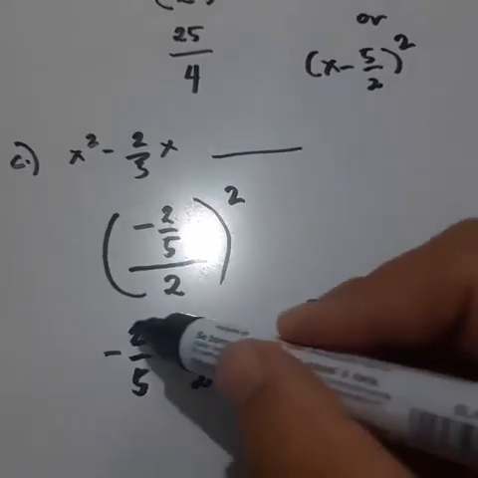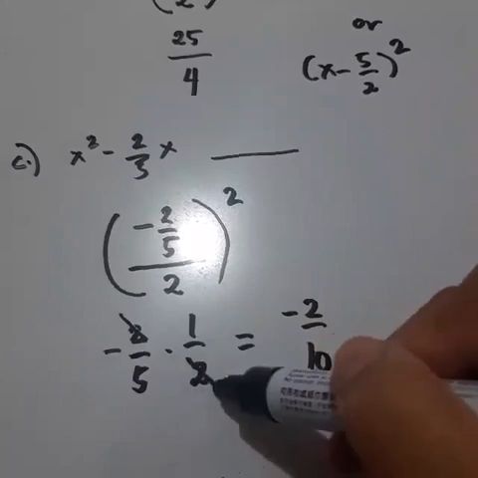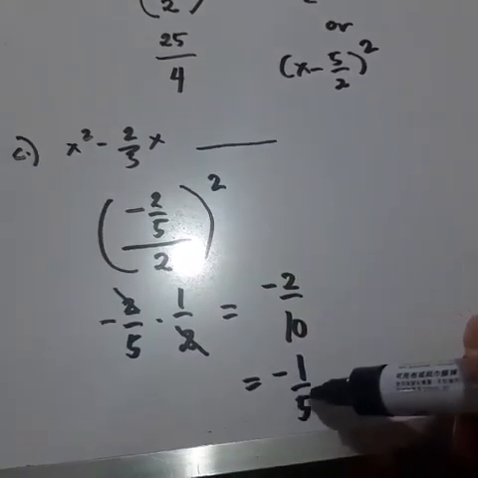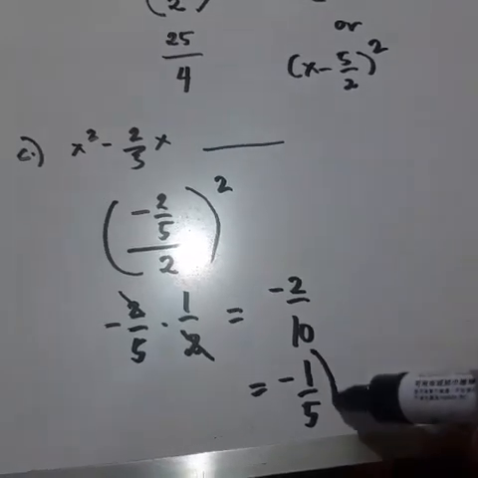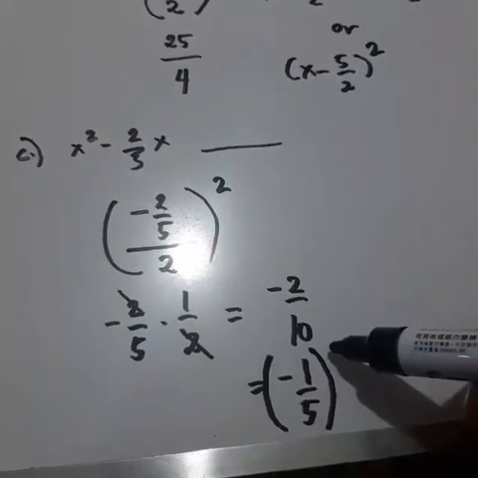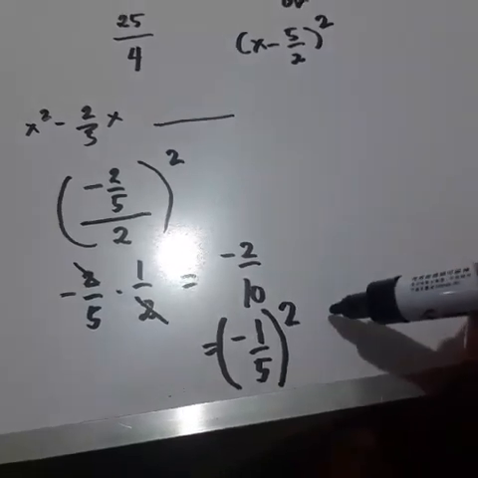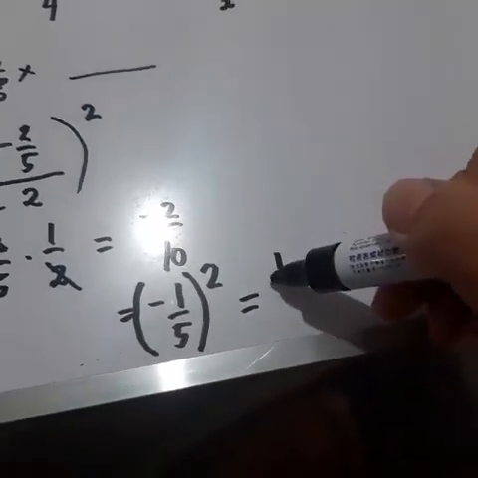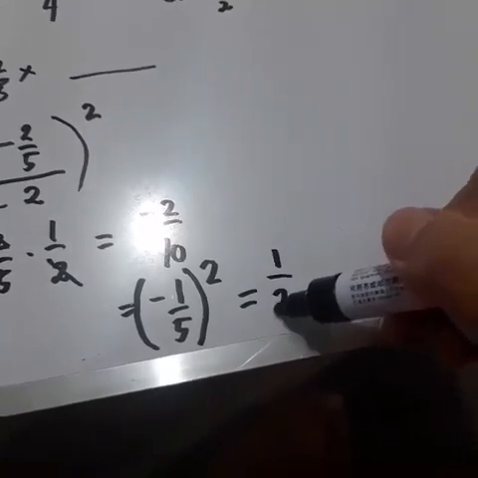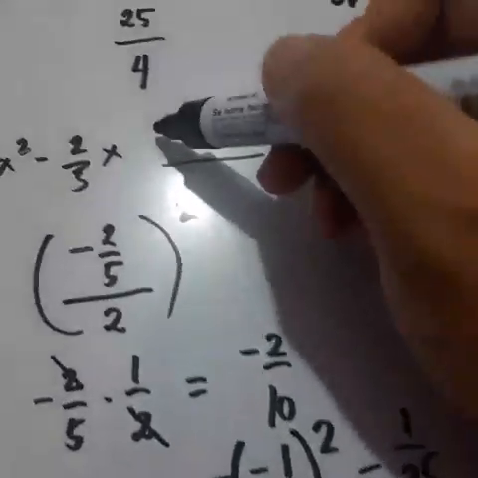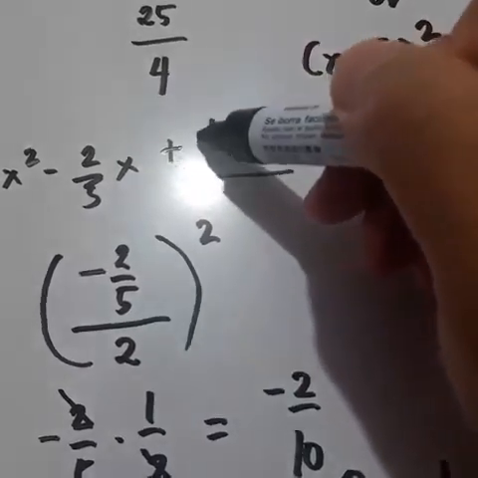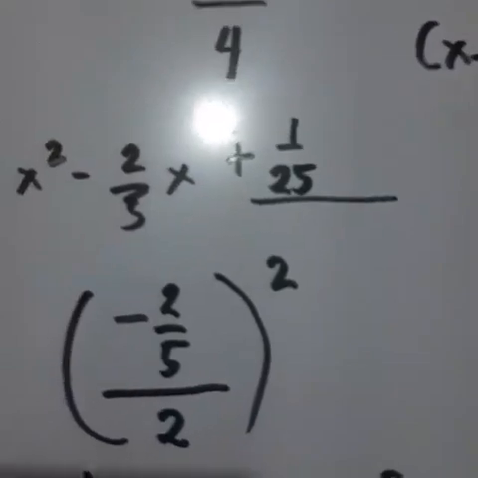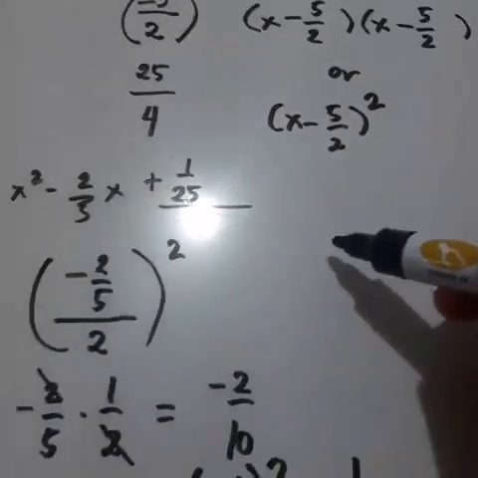So, i-simplify natin siya or mag-eliminate na lang tayo para mas madali. So, this is equivalent to negative 1 over 5. And then, final step is to get the square, which is equivalent to 1 over 25. So, your last term is positive 1 over 25. Yan. So, ano yung factor niya?